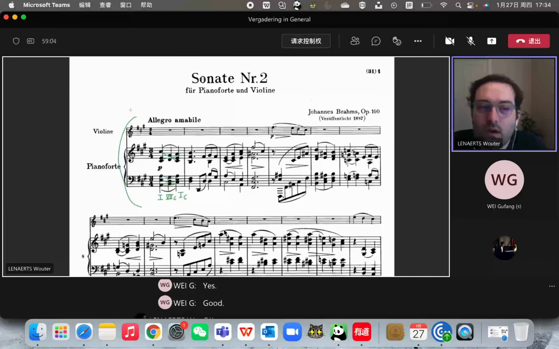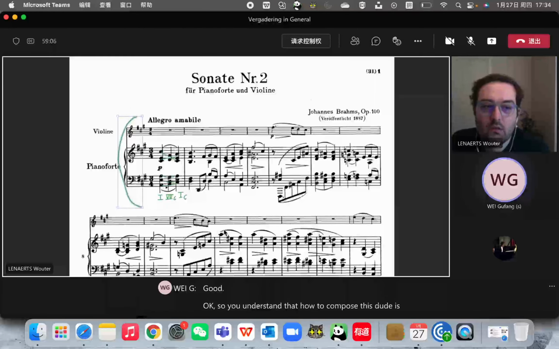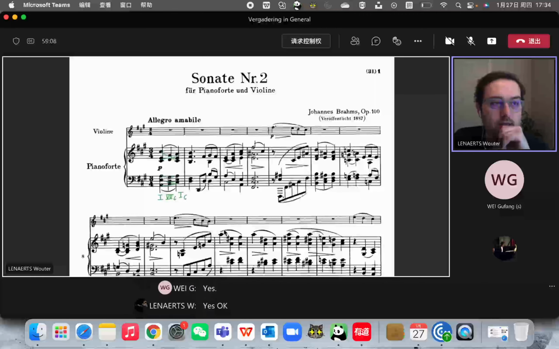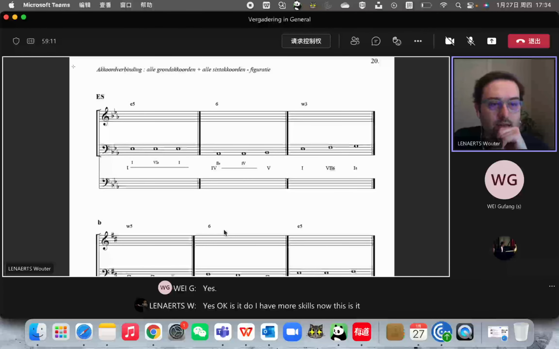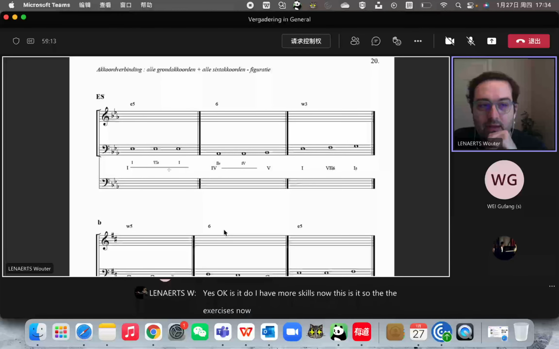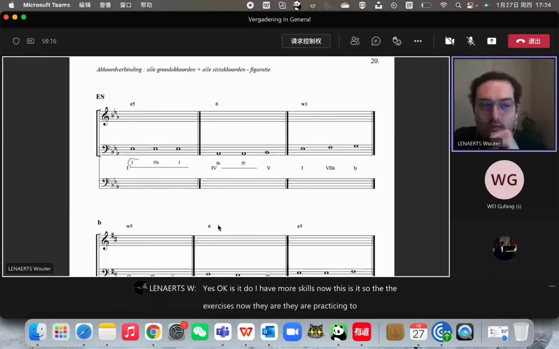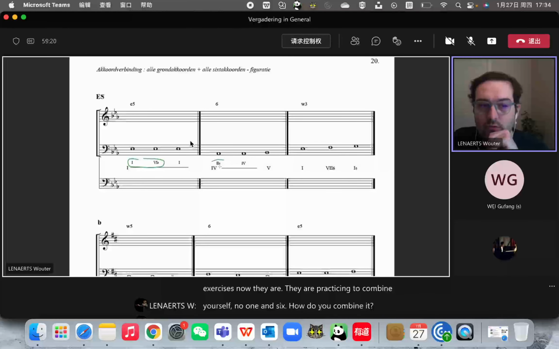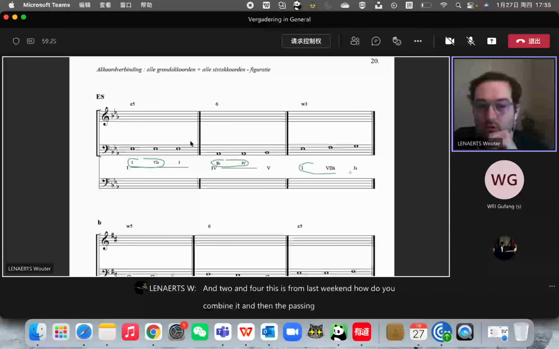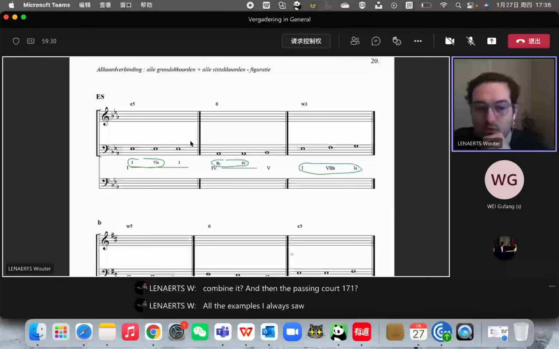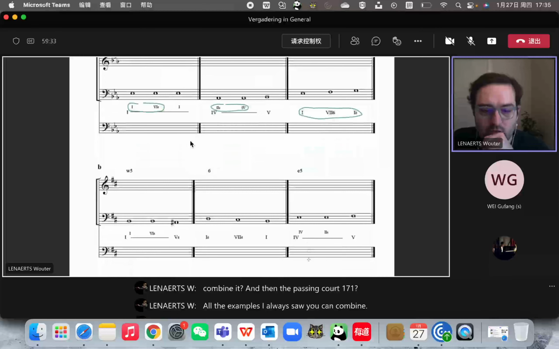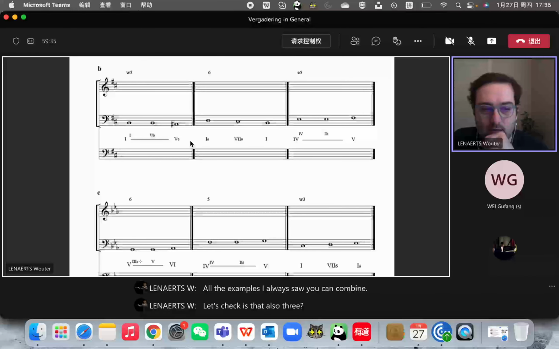Okay, so you understand how the composers do this. Do I have more scores? No, this is it. So the exercises now, they are practicing to combine yourself. Now, 1 and 6, how do you combine it? And 2 and 4, this is from last week. And then the passing chord, 1 7 1. All the examples we saw, you can combine. Is there also 3? Oh, yeah, here, 3 and 5, also combine.